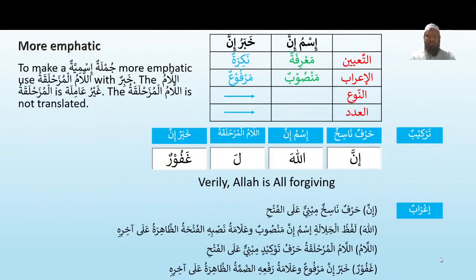إن حرف ناسخ مبني على الفتح. الله لفظ الجلالة اسم إن منصوب وعلامة نصبه الفتحة الظاهرة على آخره. And اللام is اللام المزحلقة حرف توكيد مبني على الفتح. غفور خبر إن مرفوع وعلامة رفعه الضمة الظاهرة على آخره.